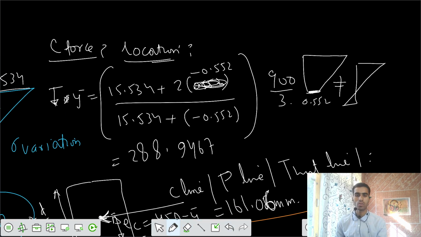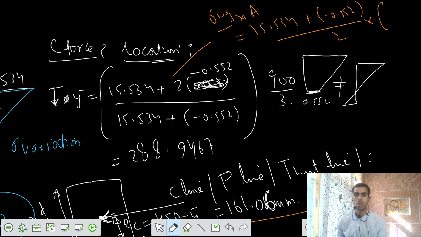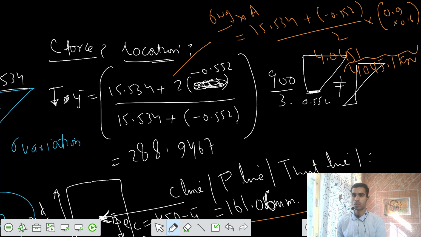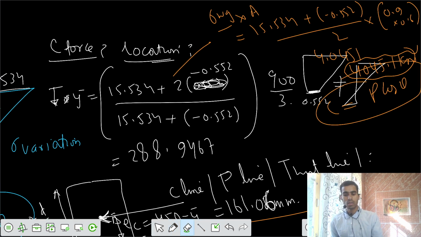And for the total C force, we can also find the total value. I would say average stress into area of the cross section. Let's solve that. 15.534 plus minus 0.552 divided by 2, into the area of the cross section, which is B into D, 0.9 into 0.6. You can solve for that: 15.534 minus 0.552 divided by 2 into 0.9 into 0.6. So you get a value of 4.0451, that means 4045 kilonewton. So this is also equal to P cos theta. So C force is equal to P cos theta.